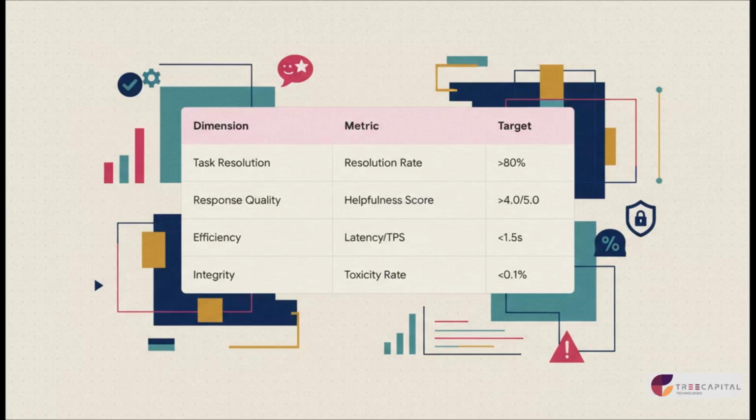You can take a fuzzy business goal like improve customer support and turn it into cold, hard numbers. Are we actually solving more problems automatically? Let's track the resolution rate. Are the answers any good? Let's measure a helpfulness score. Is it safe and reliable? Let's keep that toxicity rate near zero. This is all about data-driven quality control, not guesswork.